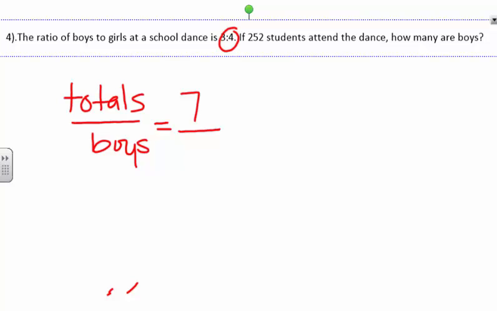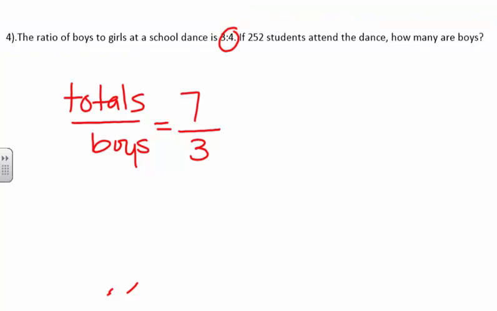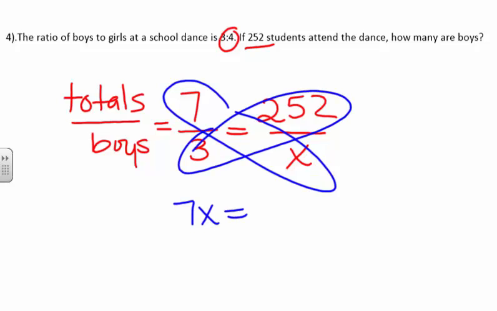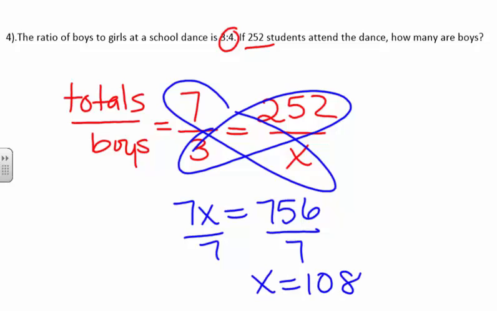And how many boys are there? Well, we have 3 out of 3 to 4. And we're going to set this equal to the ratio that we do know, to the total that we do know. We know that there are 252 total, but we're trying to figure out x. So now, again, we can cross multiply. 7 times x is 7x. And then 3 times 252 is 756. We can divide both sides by 7. X should be 108. So there are 108 boys.